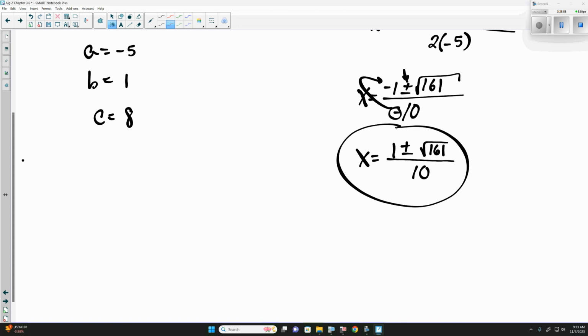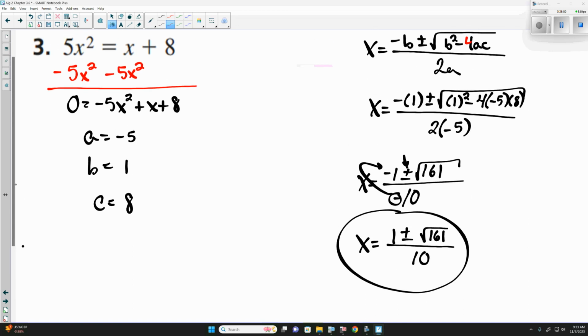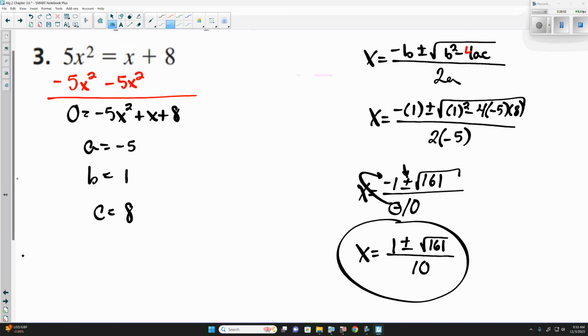Now, if we wanted to avoid that, especially with the signs, what we would have done at the beginning here is divide the whole thing by negative 1. We would have still got the same answer, but we wouldn't have to get rid of the negative out of the bottom of the fraction. Because it would have made A positive 5, B negative 1, and C negative 8, but we still would have got the same answer.